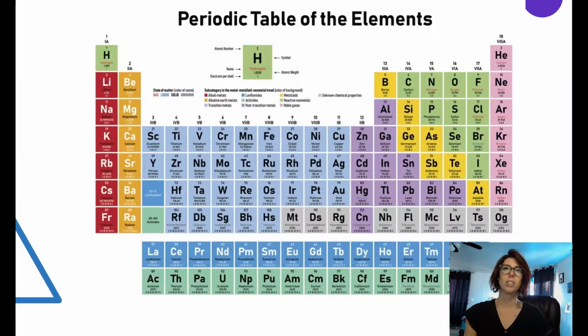Each element is made up of a unique recipe of subatomic particles called neutrons, protons, and electrons. By creating new subatomic particle recipes, we can create new elements that are not found in nature. So it's not that we're creating new subatomic particles, we're just creating new combinations of existing subatomic particles to create new elements.